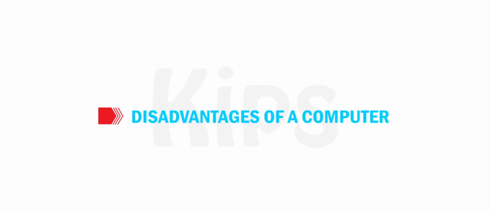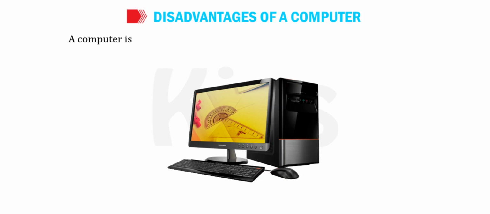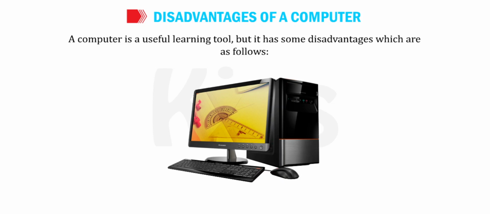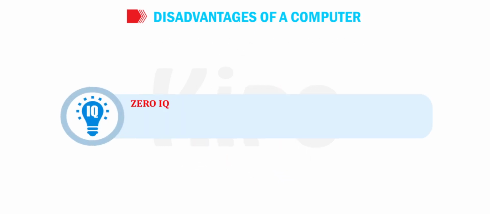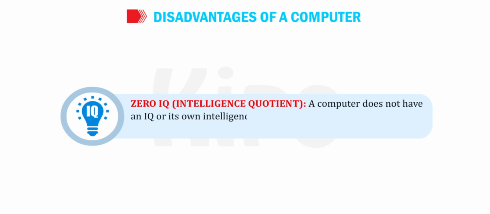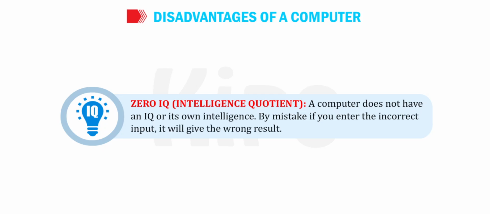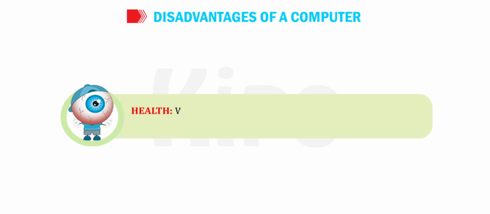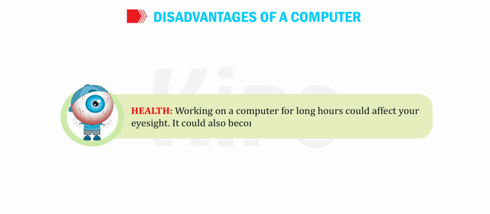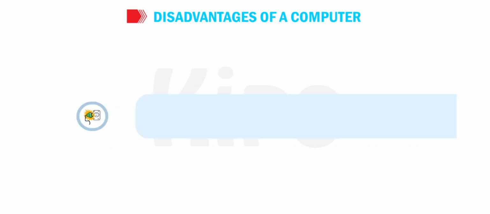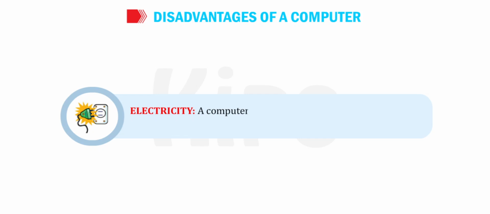Let us discuss about disadvantage of a computer. A computer is a useful learning tool, but it has some disadvantages, which are as follows. Zero IQ, intelligence quotient. A computer does not have an IQ or its own intelligence. By mistake, if you enter the incorrect input, it will give the wrong result. Health. Working on a computer for long hours could affect your eyesight. It could also become the cause of obesity. Electricity. A computer depends on electricity and cannot work for a long time without it.